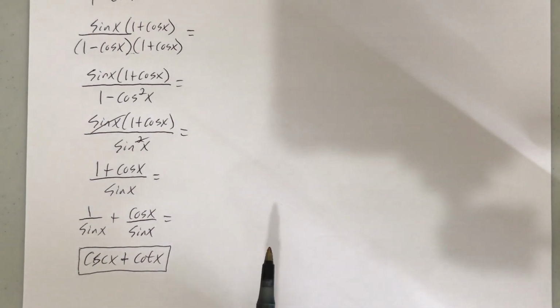So this basically ends this part of the video on simplifying. So in the next part, we're going to go ahead and start verifying trig identities.